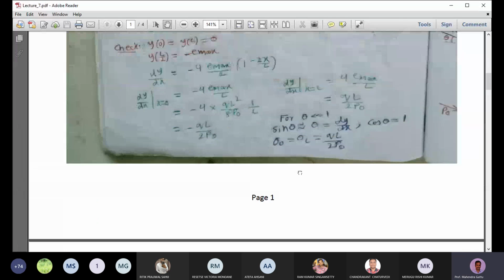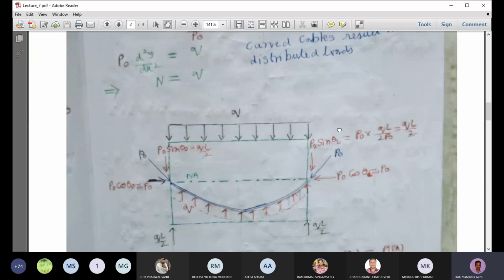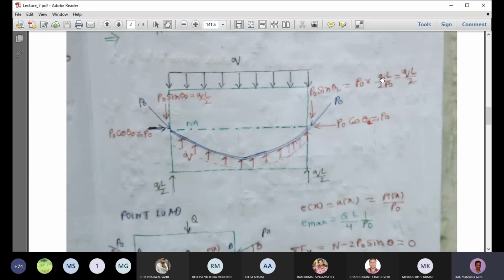We have got this term: theta naught, theta L is QL by 2 P naught. So we substitute that here. P naught into QL by 2 P naught, so P naught and P naught will cancel out, and we get QL by 2. And we found that the distributed stress acting along this cable is N, and N is equal to Q. So if you see this entire system, at the edge we have downward force QL by 2 and this horizontal force P naught, and here downward force QL by 2 and this horizontal force P naught. And along the cable we have Q acting in the upward direction.